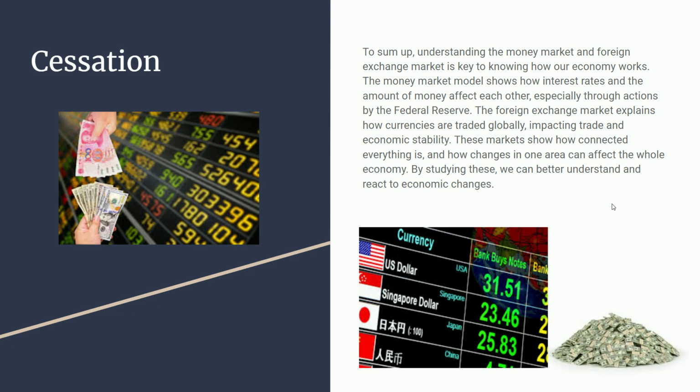To sum up, the money market and foreign exchange market is key to knowing how our economy works. The money market model shows how interest rates and the amount of money affect each other, especially through actions by the Federal Reserve. The foreign exchange market explains how currencies are traded globally, impacting trade and economic stability. These markets show how connected everything is and how changes in one area can affect the whole economy. By studying these things, we can better understand and react to economic changes.